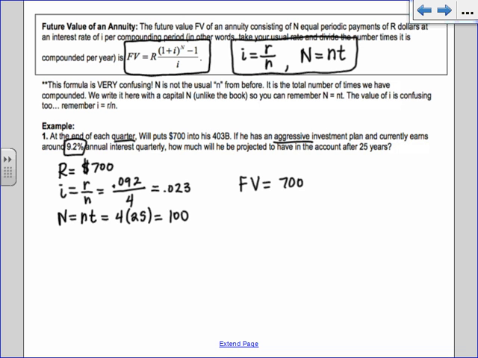So we find the future value of this annuity, FV. So we have 700. We're going to have 1 plus 0.023 raised to the n, which is 100, minus 1, all over 0.023, like that. So be careful on how you put it in. Anybody get his future value of his annuity?